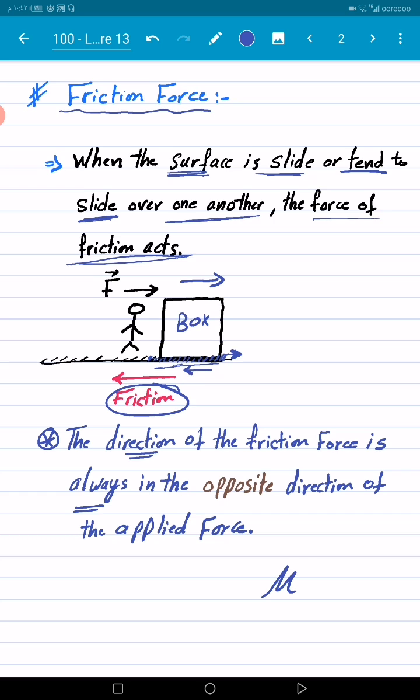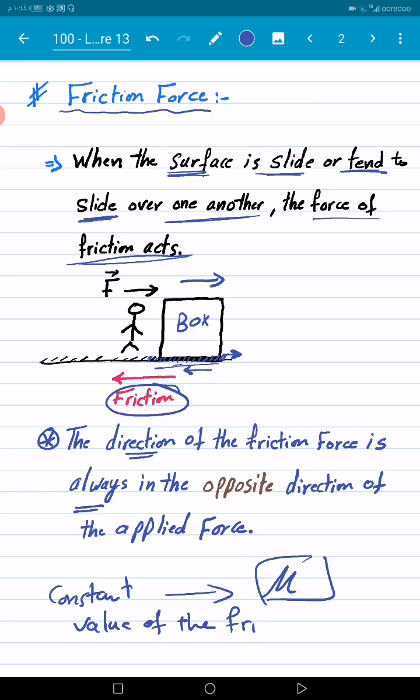The coefficient of friction is symbolized by mu. It is a constant value of the friction surface, and it is not fixed. It is different from one surface to another.